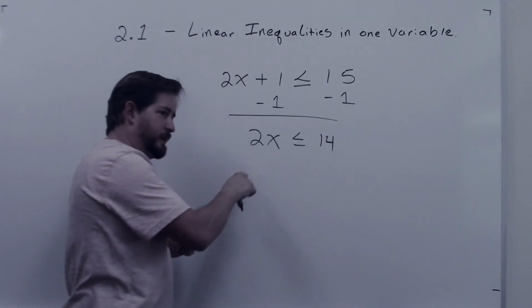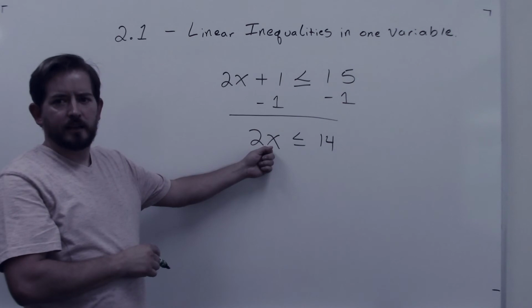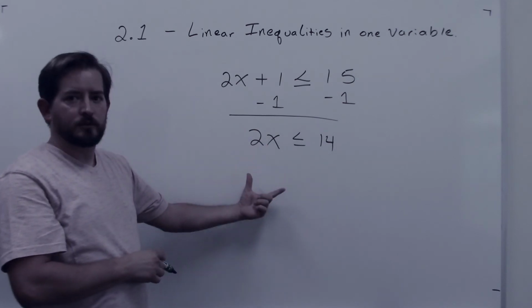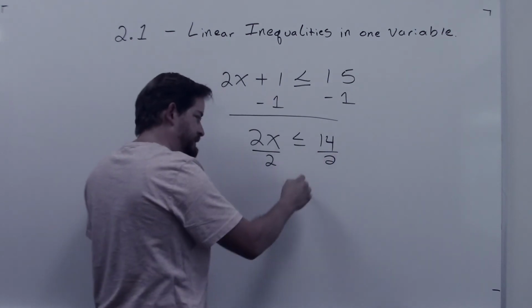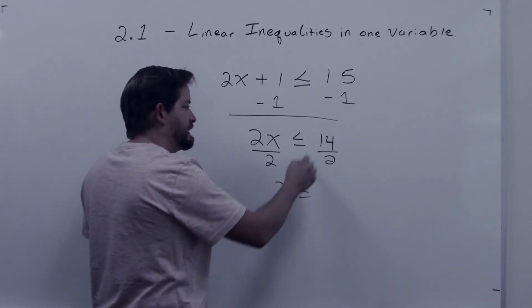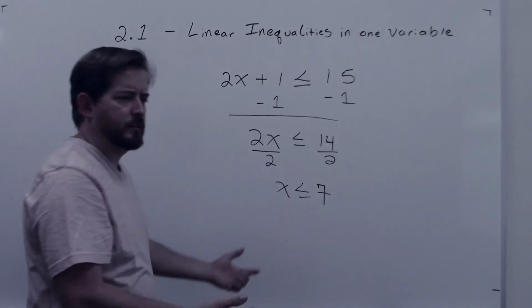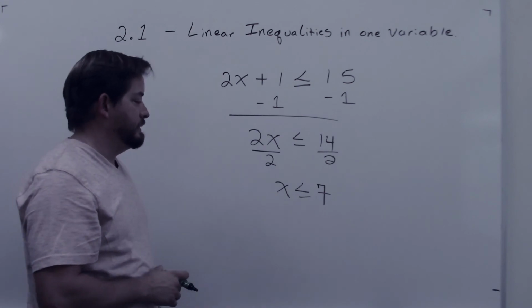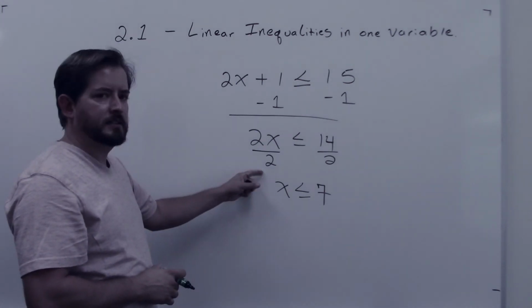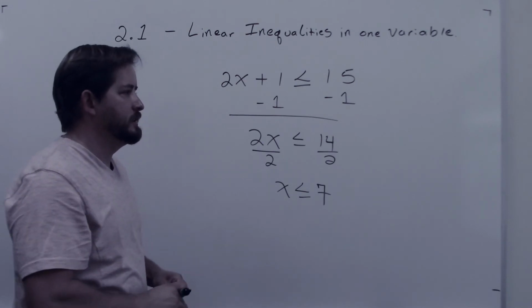And I can still use my multiplication principle. If the number in front of my x is positive, I don't have to be careful, right? I can divide out my 2. Symbol stays the same, so I get x is less than or equal to 7, right? And then you can turn that into the other types of answers if required to do so. But that's it. If I'm dividing by a positive, I don't have to worry about the sign changing. That's it, I'm good, I'm done.